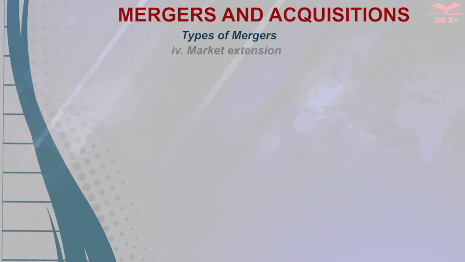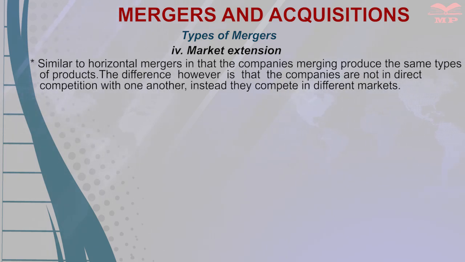Market extension is similar to horizontal mergers in that the companies merging produce the same types of products. The difference, however, is that the companies are not in direct competition with one another. Instead, they compete in different markets, such as one company being North America based and selling only in the US, and another being Asia based and only selling in China. By merging, the new company will have greater access to sales as a whole and also be able to gain synergies through combined manufacturing or research and development.